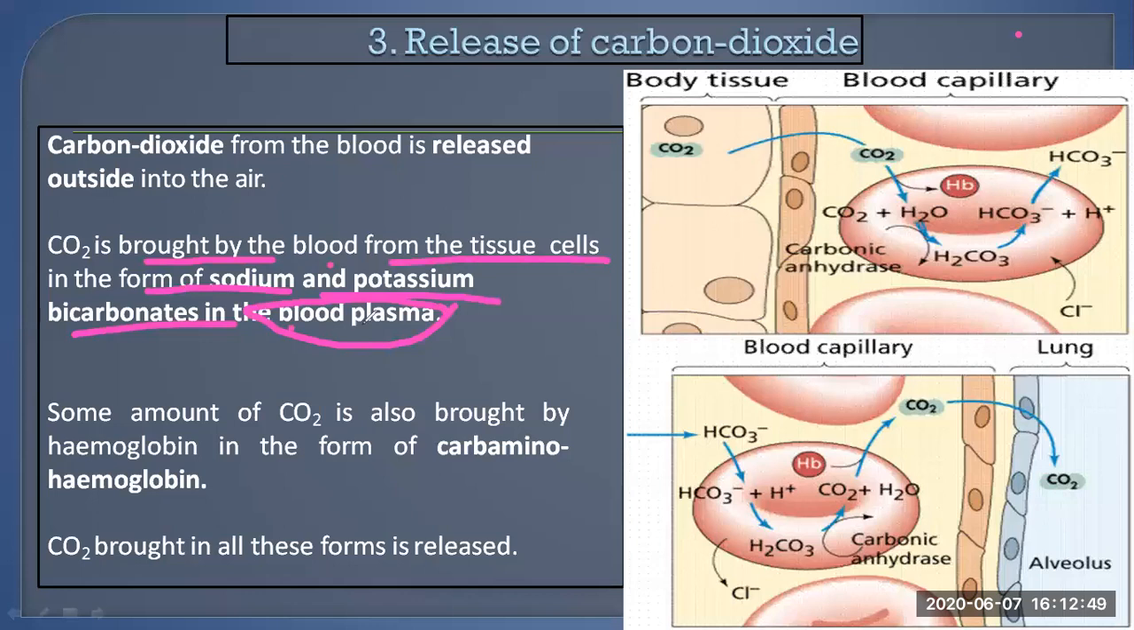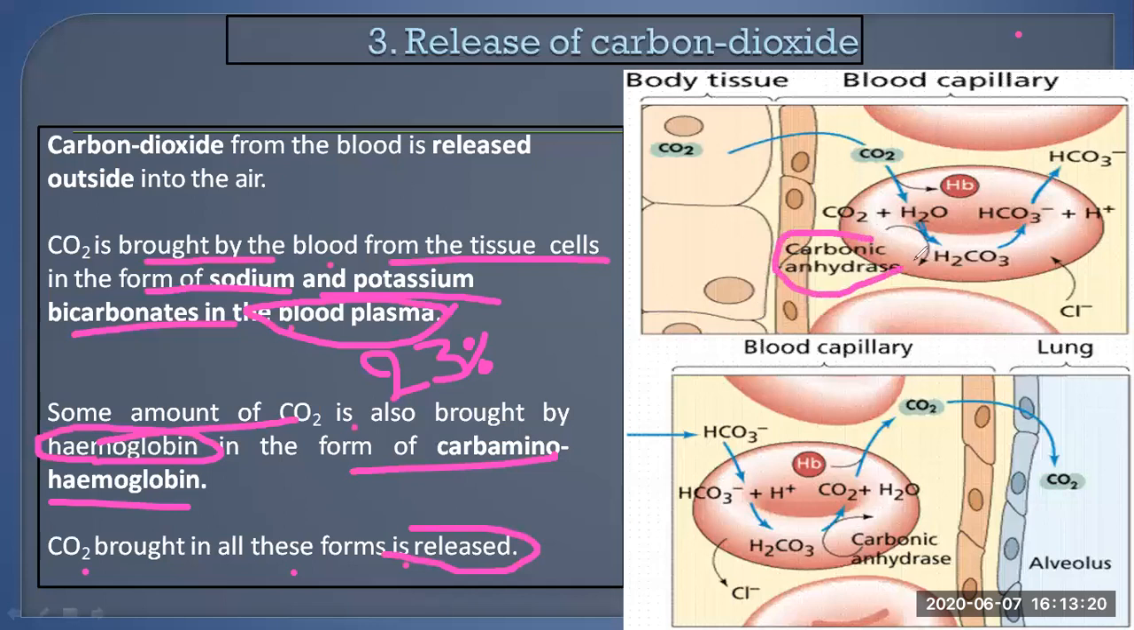Okay. And some amount of CO2 is also brought by the hemoglobin. I had already told, 23% binds with the hemoglobin as CO2 molecules, in the form of carbaminohemoglobin. This is also called carbaminohemoglobin. CO2 brought in all these forms is released. Where is it released? It is released into the alveoli, and from the alveoli through exhalation it is removed outside the body.